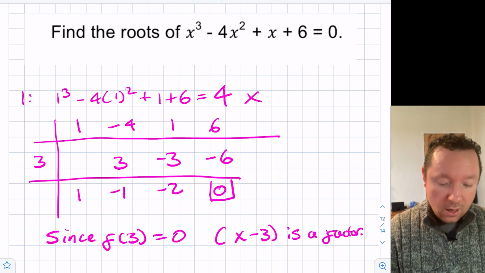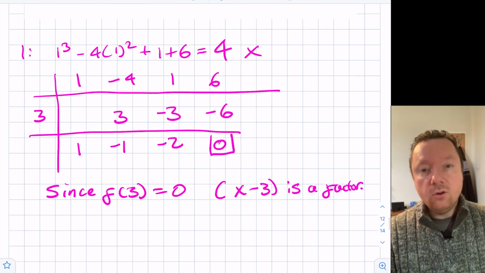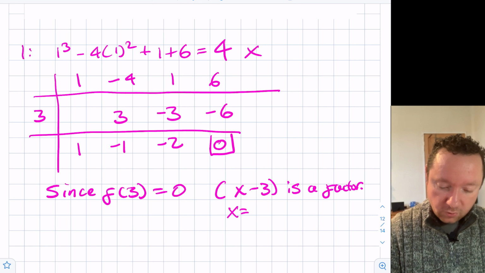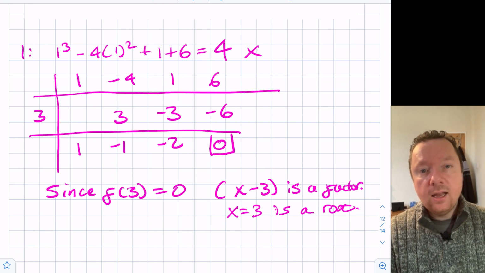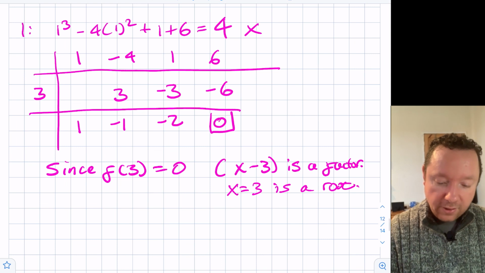So we've found one of the factors or one of the roots. Now, factor and root are very similar, connected. X minus 3 is a factor, so x equals 3 is a root. Notice the difference in terminology. A root is where it crosses the x-axis. A factor is when it's factorised, but they're very closely connected. We need to find the rest.